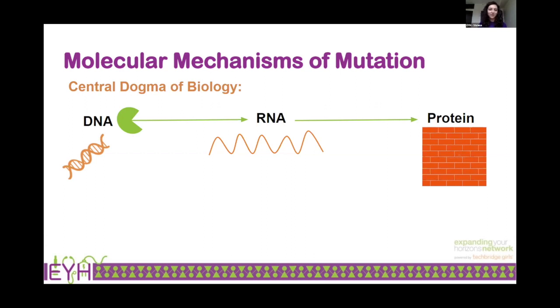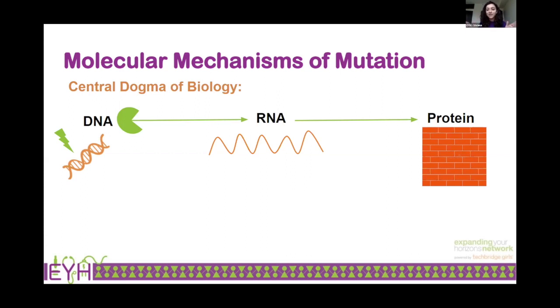Another way that mutation can arise is by DNA damage. Like what happens when you get a sunburn, it's the UV radiation damaging our DNA. Or if someone smokes a cigarette, that harmful smoke can damage the DNA of the cells that line our lungs.